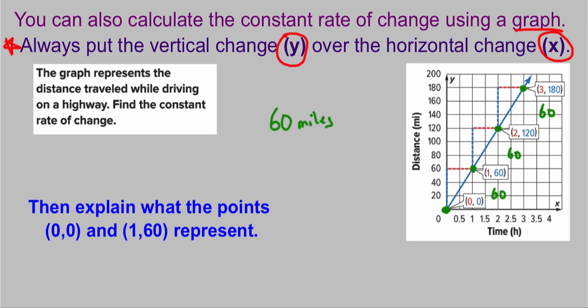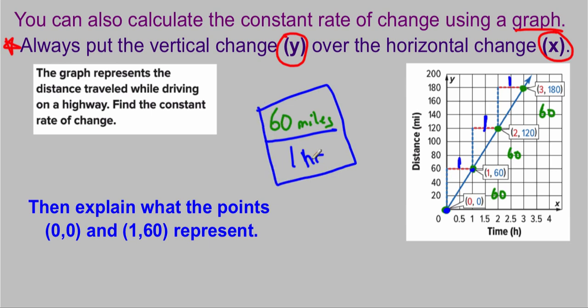Now let's do the same going in the other direction. Let's look at our x's. x is our first number in our coordinates. We went from a 0 up to a 1, so that's a change of 1. Then from a 1 to a 2, another change of 1. And they went from a 2 to a 3, another change of 1. So it's a nice consistent 1. This time we're talking about hours, so 1 hour. Again, make it into a unit rate. In this case, it's already a unit rate. We have a denominator of 1. So our constant rate of change, think of it as the unit rate for our change in the data, is 60 miles per hour.